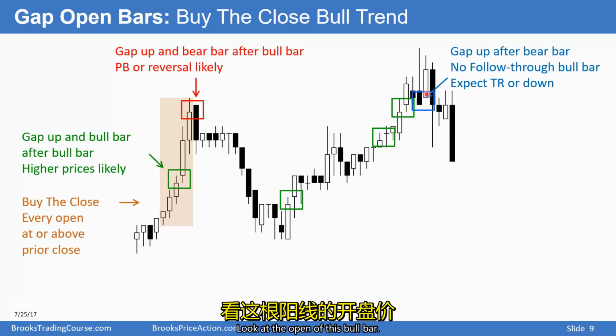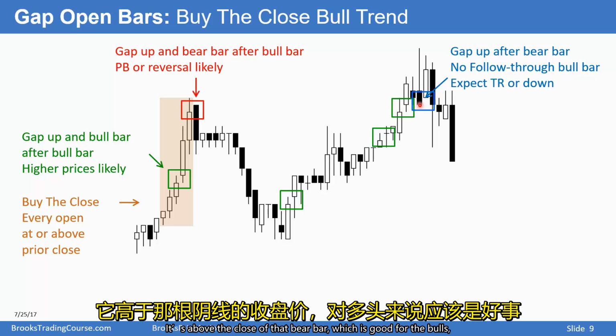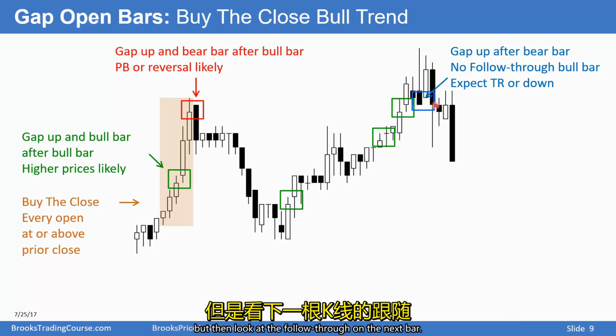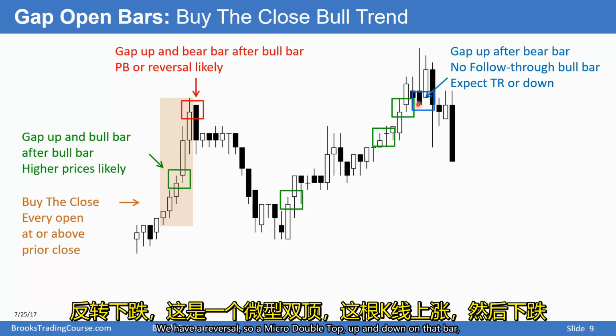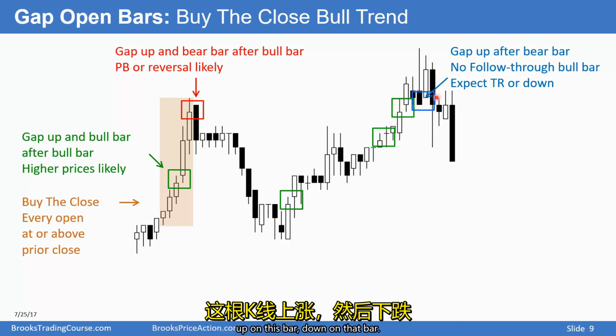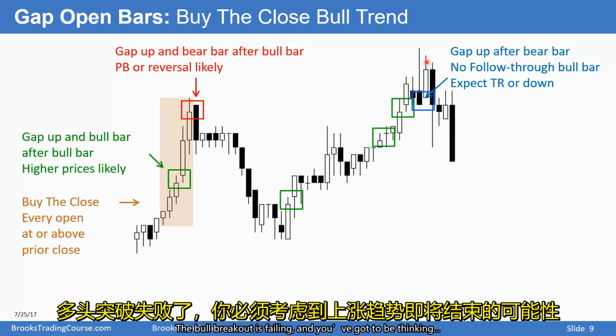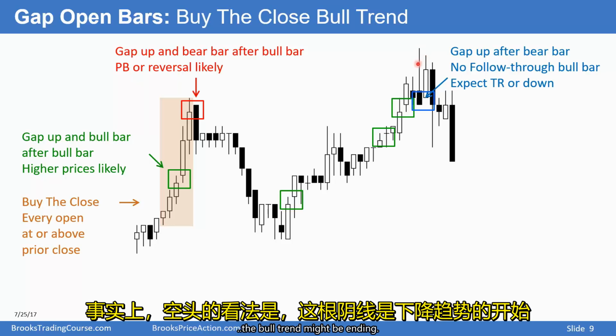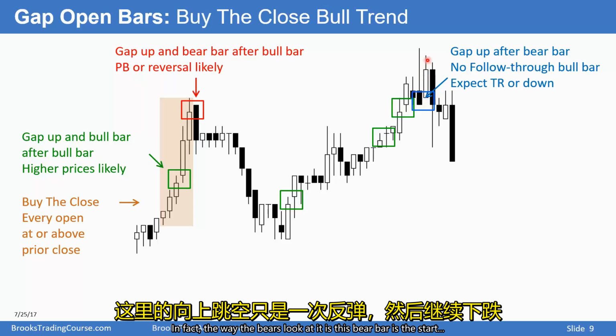Look at the open of this bull bar. It's above the close of that bear bar, which is good for the bulls. But then look at the follow through on the next bar. We have a reversal. So a micro double top, up and down on that bar, up on this bar, down on that bar. The bull breakout is failing, and you've got to be thinking the bull trend might be ending. In fact, the way the bears look at it is this bear bar is the start of a bear trend, and this gap up led to a pullback in what became a bear trend.